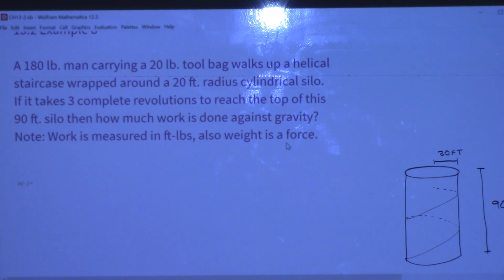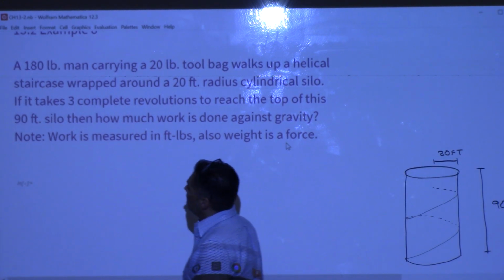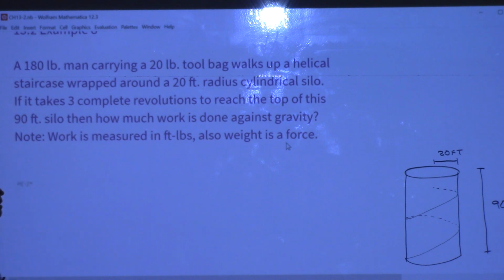All right, so we have a man carrying a tool bag, walking up this staircase, going around, getting to the top, right? It says, if it takes 3 complete revolutions to reach the top of this 90-foot silo, then how much work is done against gravity? So how much work is done against gravity? Now, if you've taken a physics class, there's a very simple way to do this problem. And I'll get to that once we do it our way, all right? The way we're going to do it is with this, all right?